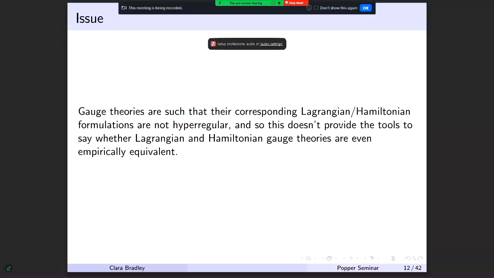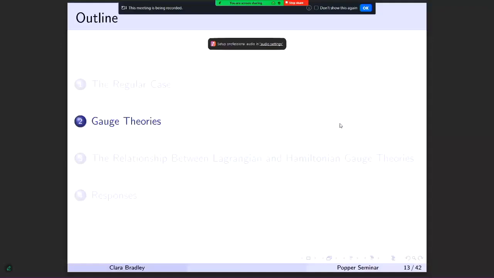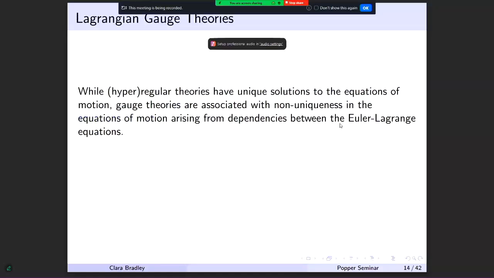Okay. So let's now turn to what these gauge theories are and how they differ from this kind of hyperregular context. So the starting point here is that while these hyperregular theories have unique solutions to the equations of motion, in that given some initial point, there's one possible evolution of it, these gauge theories are associated with non-uniqueness in the equations of motion. So given some initial point, there are lots of possible histories. And this arises from there being dependencies between the Euler-Lagrange equations.